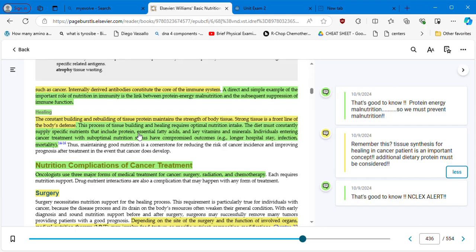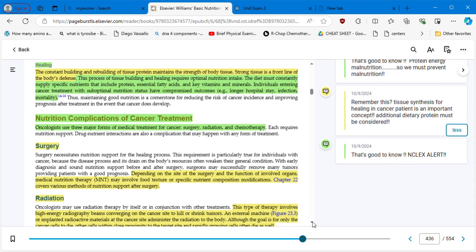Individuals entering cancer treatment with suboptimal nutrition status have compromised outcomes, especially if they are going to have longer hospital stay, infection, mortality. So, as we described in the previous chapter, if you're going through surgery you need to have good nutrition prior to surgery, it's the same. A patient having a cancer treatment is going to go through chemotherapy, and so on. So the nutrition status must be balanced, if possible, before the treatment.